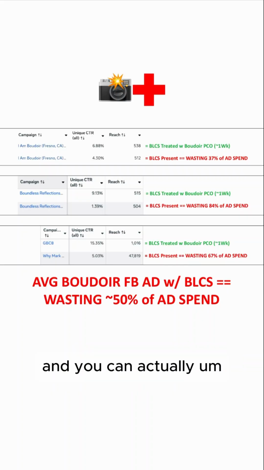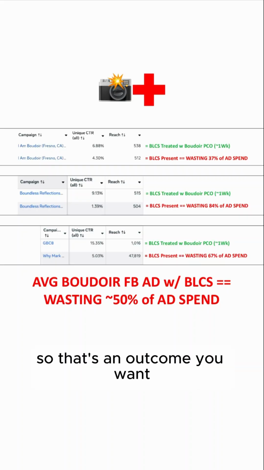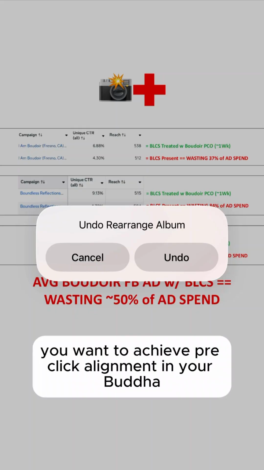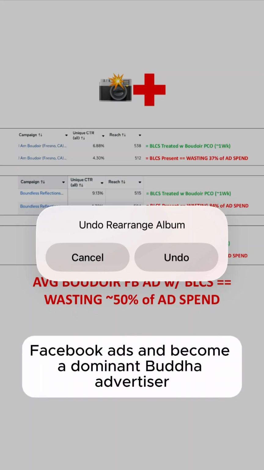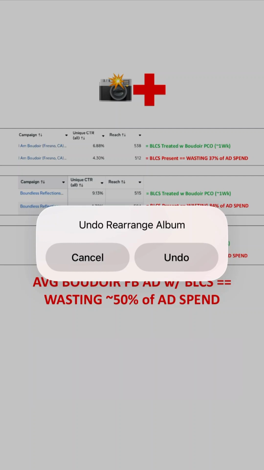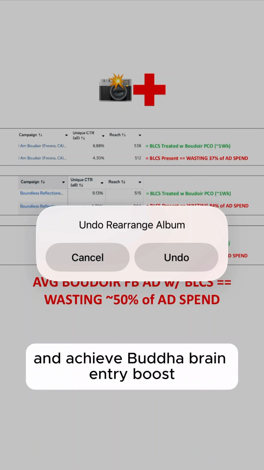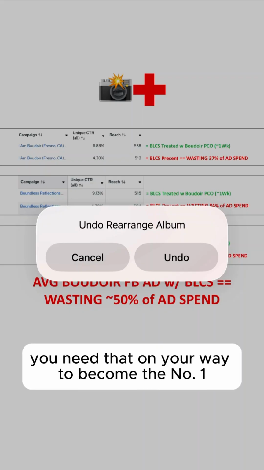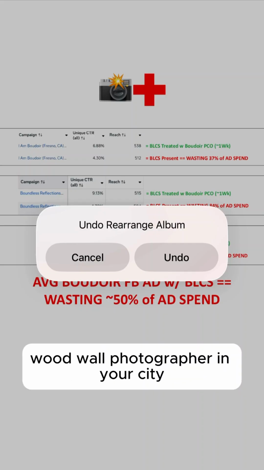So that's an outcome you want. And you want to achieve pre-click alignment in your Boudoir Facebook ads and become a dominant Boudoir advertiser and achieve Boudoir brain entry boost. Because you need that on your way to become the #1 boudoir photographer in your city.